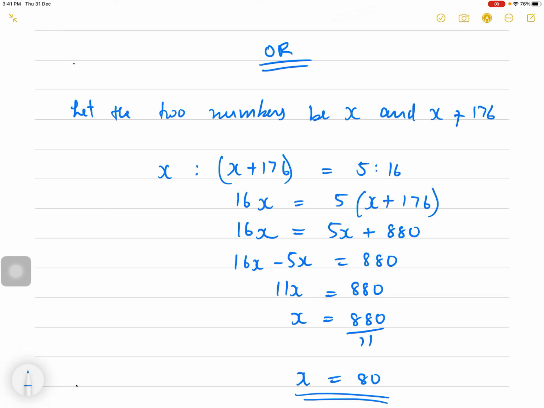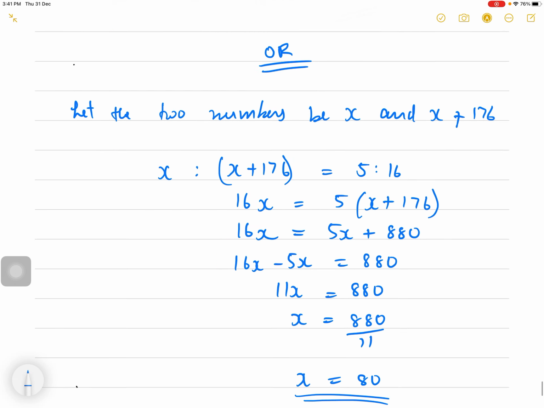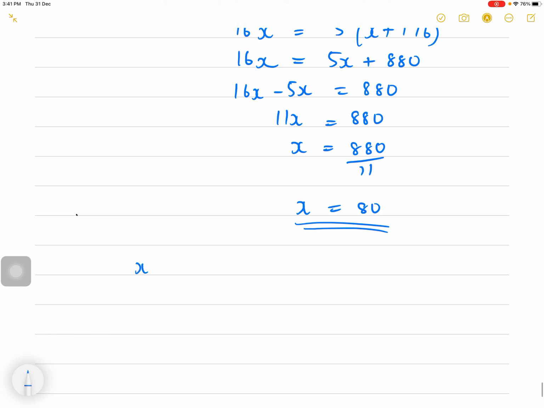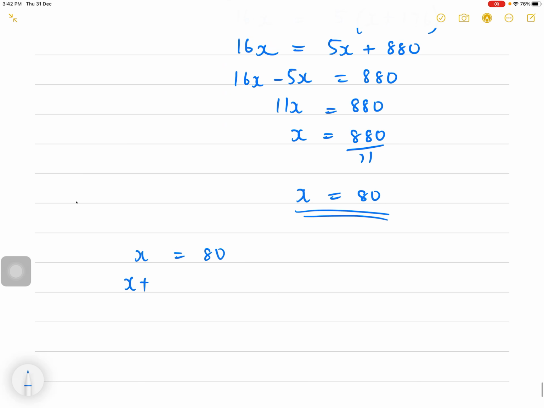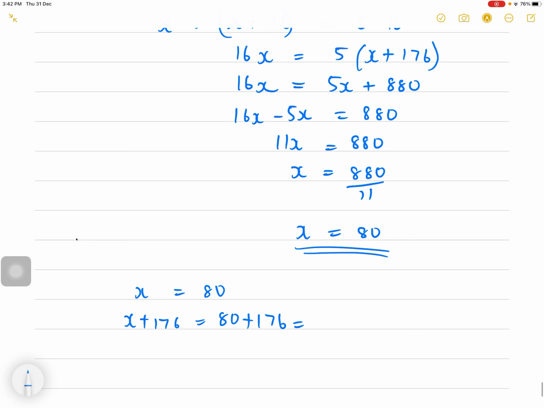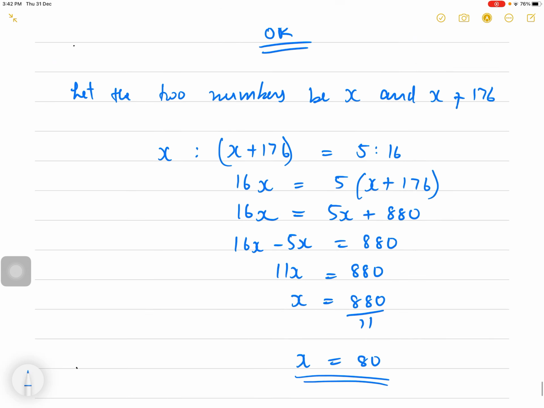So let the two numbers be x and x plus 176. So first number is 80 and second number would be x plus 176. Okay, so first number is x, which is 80, and second number is x plus 176, which is 80 plus 176. 80 plus 176 is 256. So the numbers are 80 and 256.